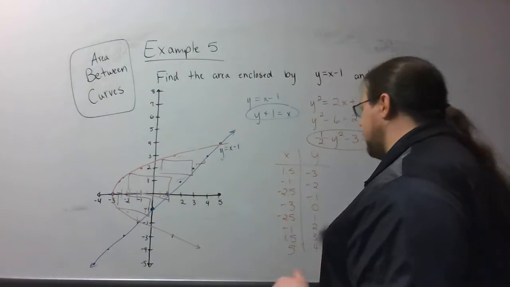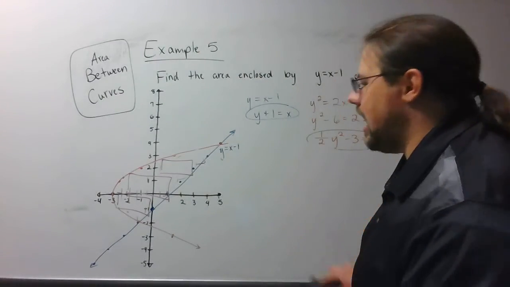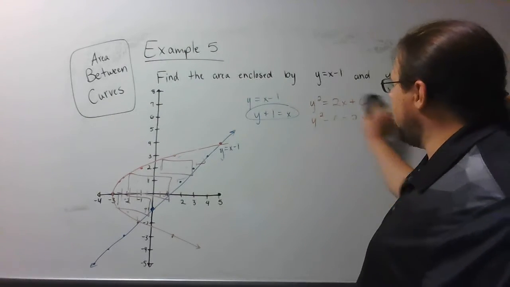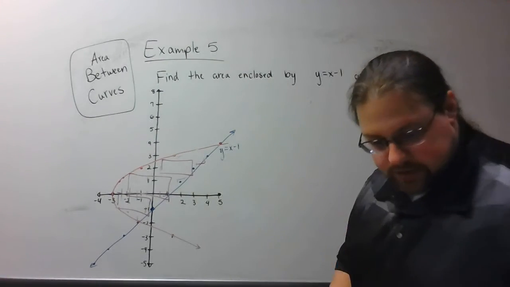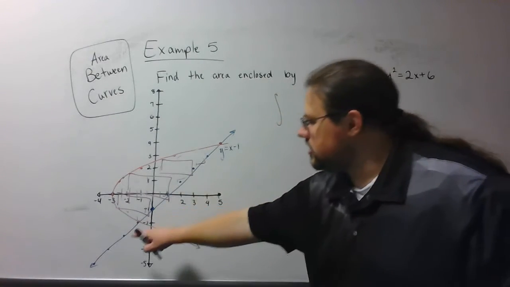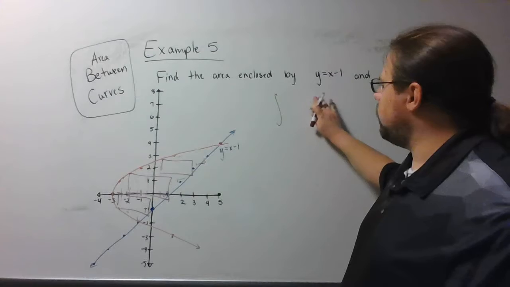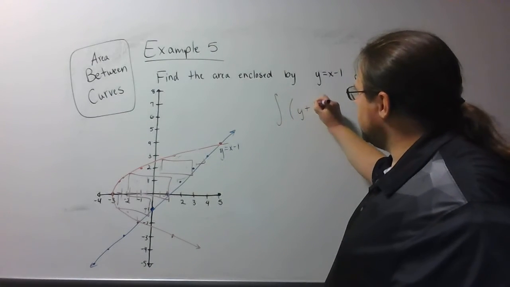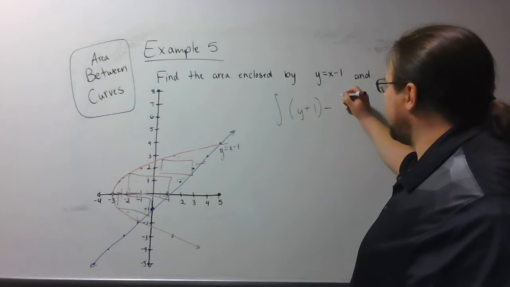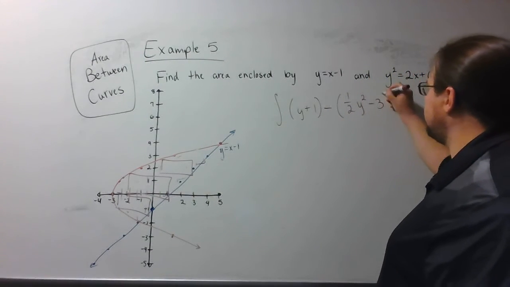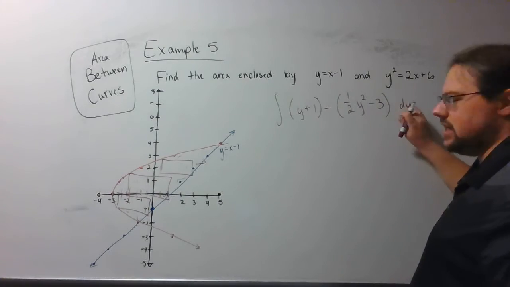So, here I go. I'm going to erase this table. I'm going to leave my graph. It was very helpful. I'm glad I did it, because now I know what y values I'm going to use. So let me repeat one more time. I'm going to integrate. In this case, the blue line is first. It's the one farther to the right. So I'm going to integrate with y plus 1 first and subtract the 1/2 of y squared minus 3. I'm using in terms of y.